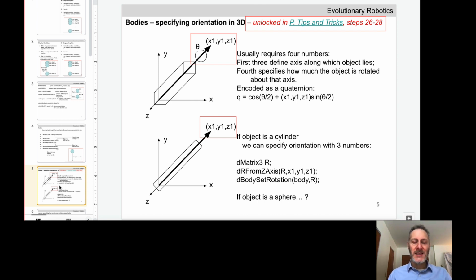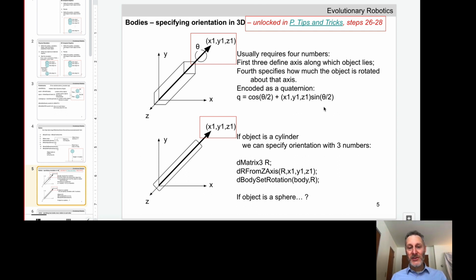How do you do that? Typically, if you want to define the orientation of an object in three-dimensional space, you need 4 numbers, and there are different ways you can do this. One way is to use what's known as a quaternion. A quaternion requires 4 numbers. The first 3 numbers define an axis in three-dimensional space, and you assume that the orientation of your object lies along that axis. And then the 4th number, theta, represents how that object is rotated about that three-dimensional axis.